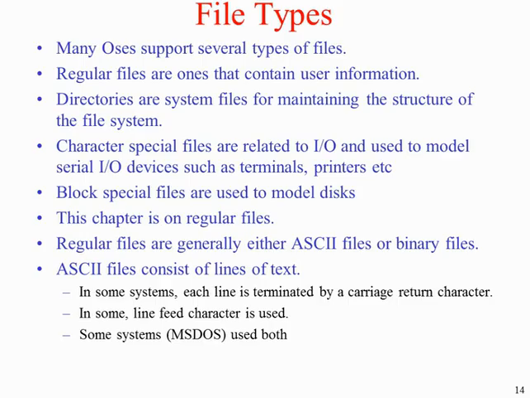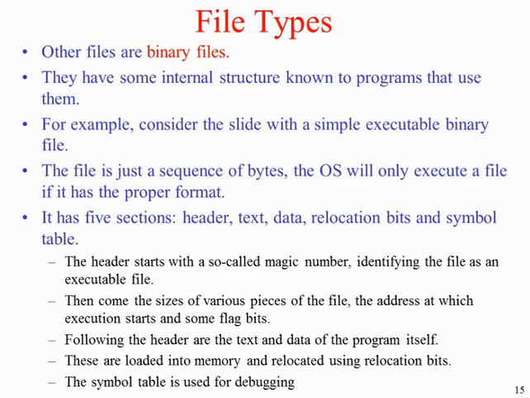Now ASCII files are files that consist of lines of text, where in some systems each line is terminated by a carriage return character, in some it will be a line feed character, and in some systems MS-DOS uses both. Then you also have binary files. These have some internal structure that is known specifically to the program that uses them.